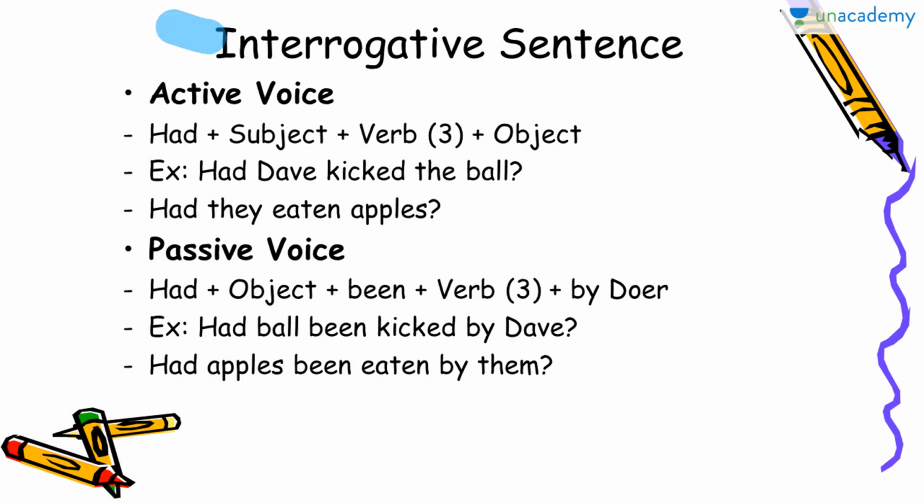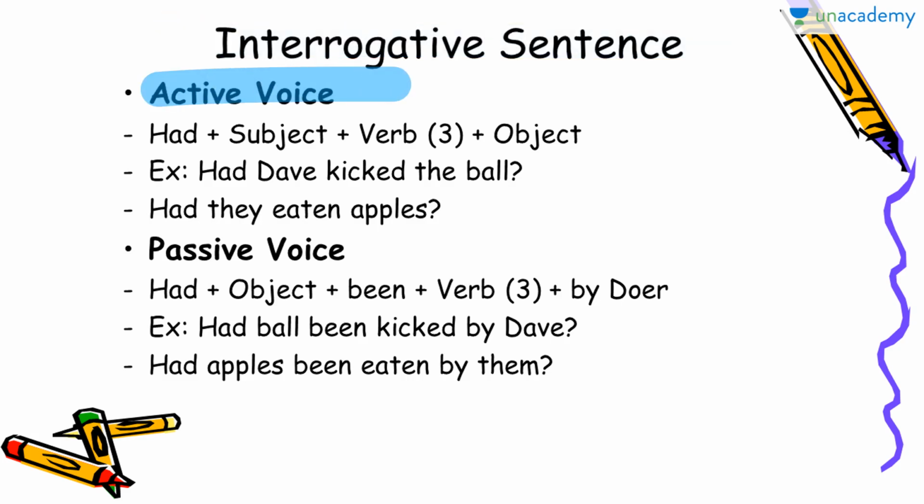Next we see is interrogative sentences. Again, there are two kinds of interrogative sentence. One with answer yes or no, another with detailed answer. So first we are seeing such sentences which have just yes or no as answer.